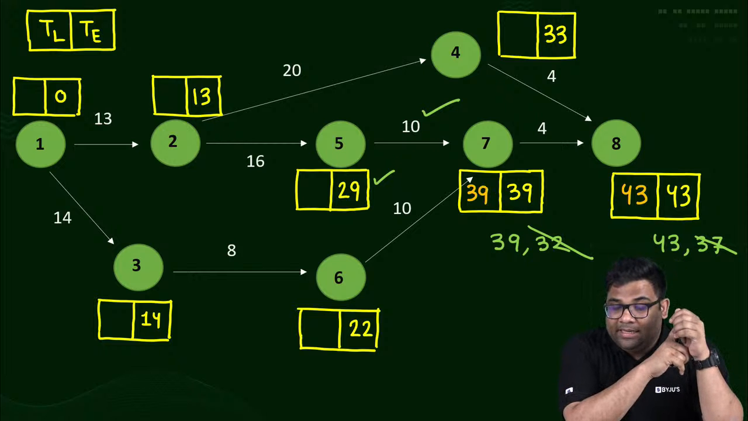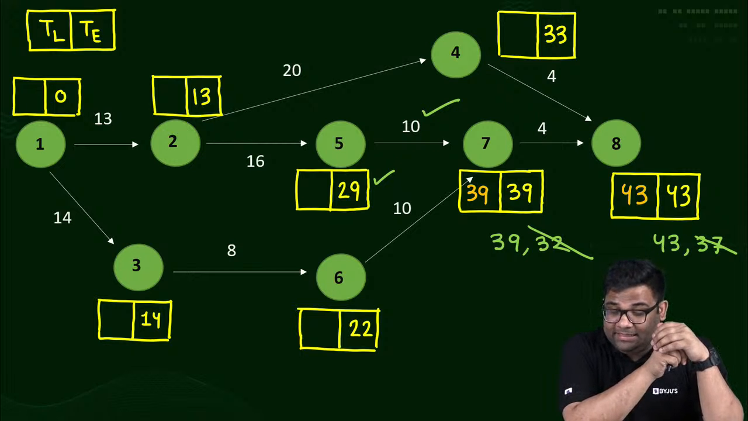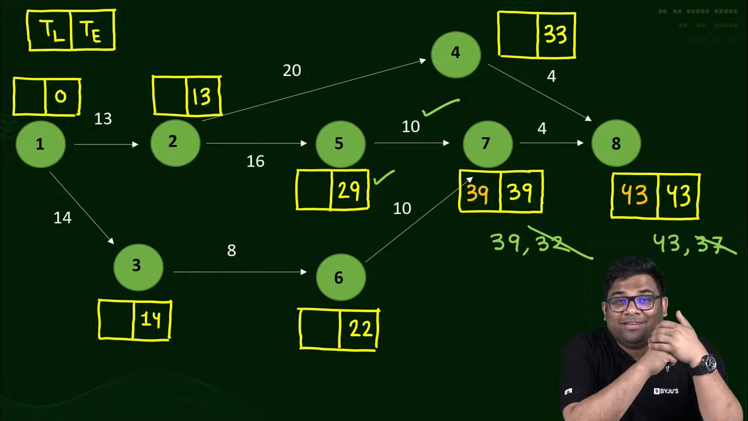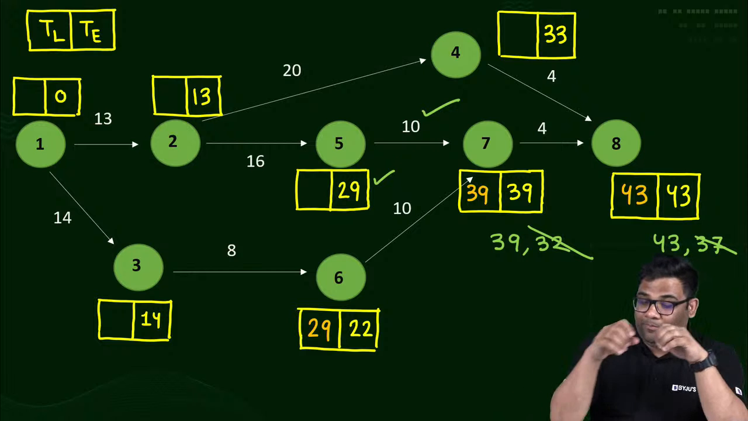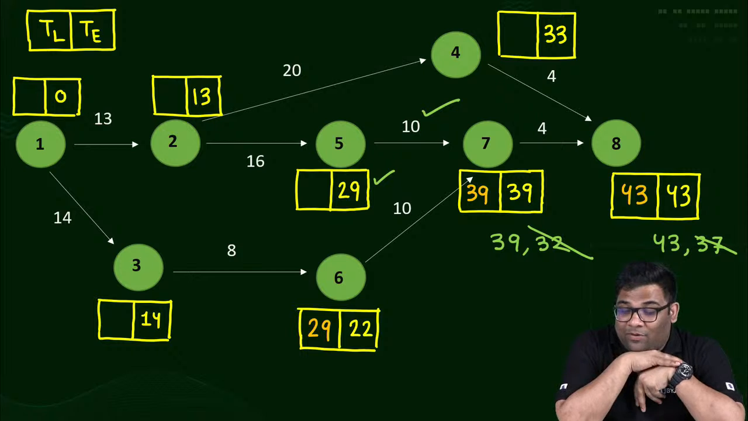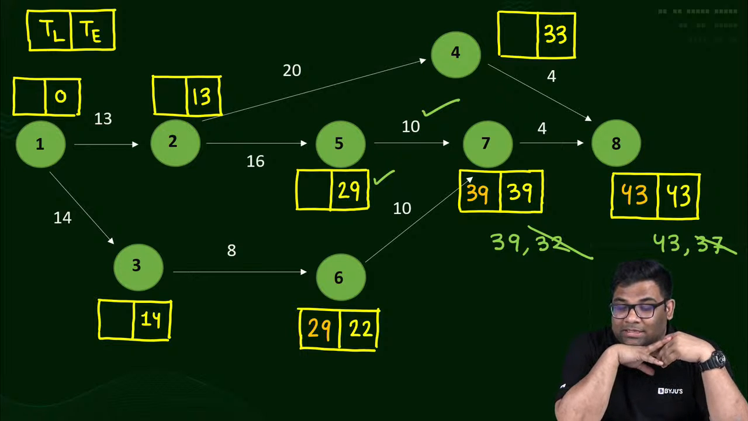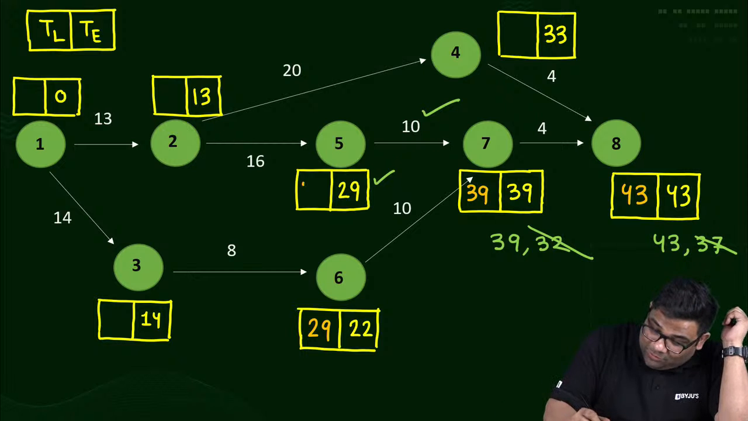TL for the 6th one. 29. 39 minus 10, 29. TL for the 5th one, tell me now. 29 only, na? Yes. TL for the 5th one also will be 29.